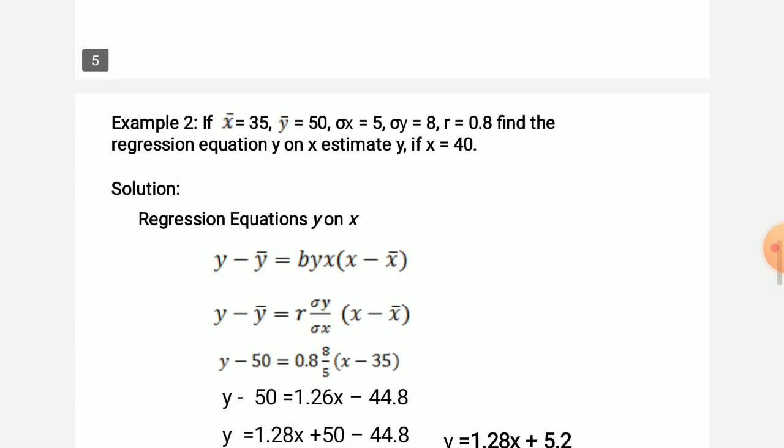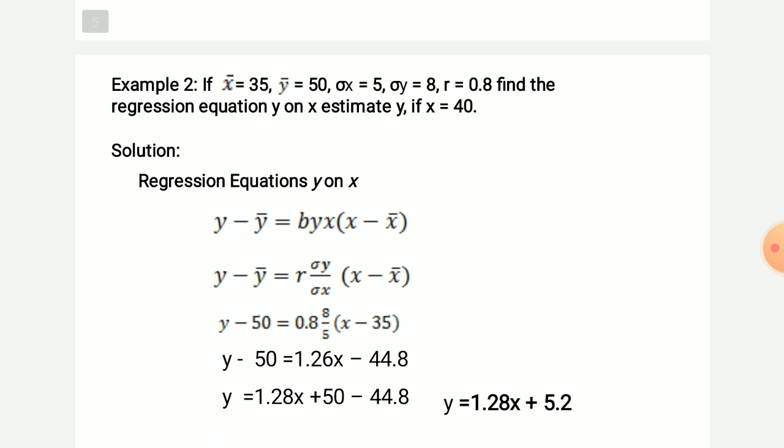Now take another problem to calculate regression equations. If x bar is equal to 35, y bar equals 50, standard deviation for x is equal to 5, standard deviation for y is equal to 8, and correlation coefficient r equals 0.8.